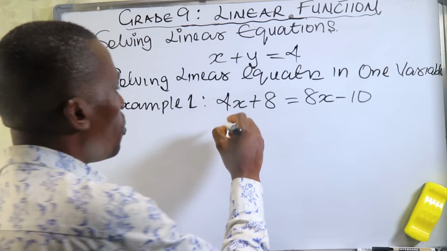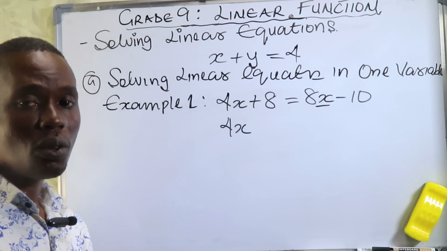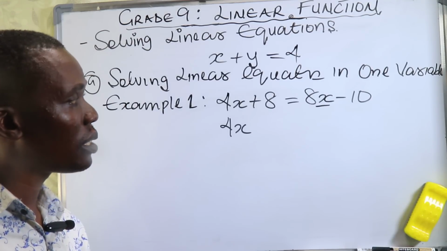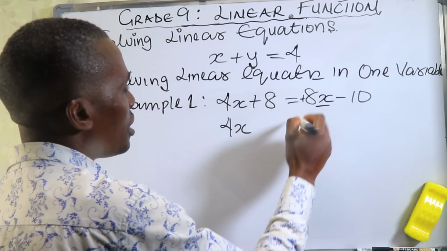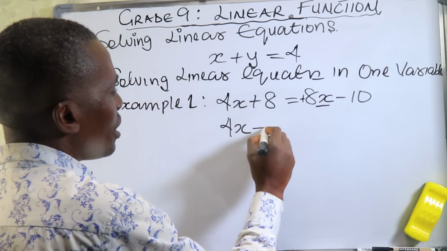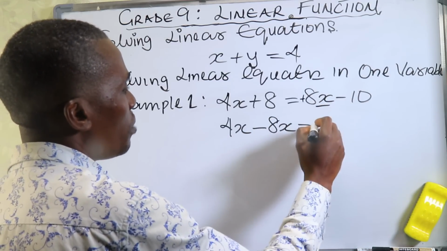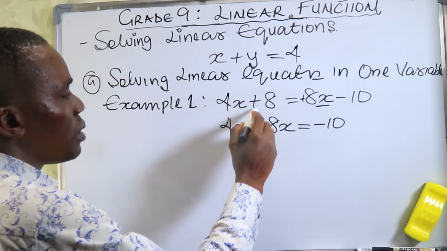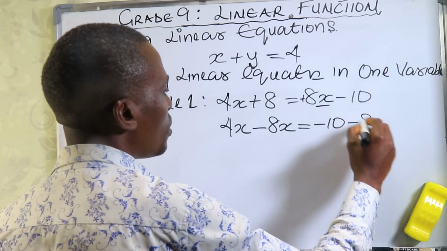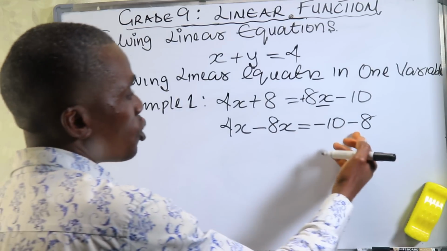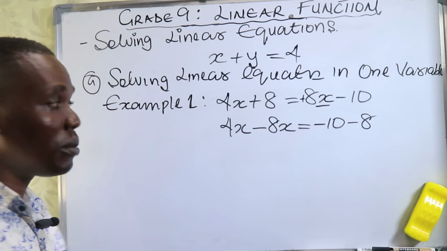So we have our 4x. 8x is a term with x. It's a number with x. So we're going to take it to the right hand side. If we move it to the right hand side, on the left hand side it becomes negative 8x, equal to, this becomes negative 10. Positive 8 moves to the right hand side, it becomes a negative 8. That way we can subtract because we have terms which are the same on the same side.